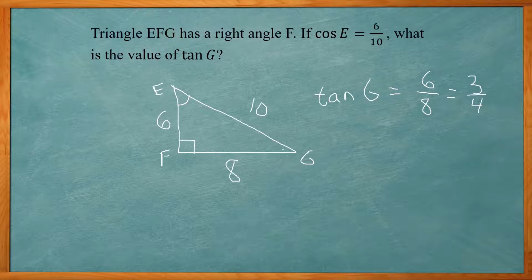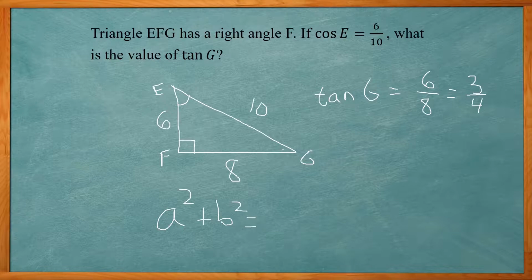Alright, so in this problem we need to know SOHCAHTOA. We know the missing side by the common ratios. If it's not one of the common ratios, you've got to use the Pythagorean theorem, where you have a squared plus b squared equals c squared, where a and b are the legs of the triangle and c is the hypotenuse. In this case, we had common ratios, which you commonly see on the SAT. We've got to fill in the missing side and find the tangent of G.